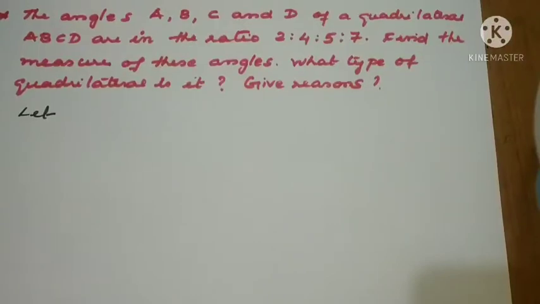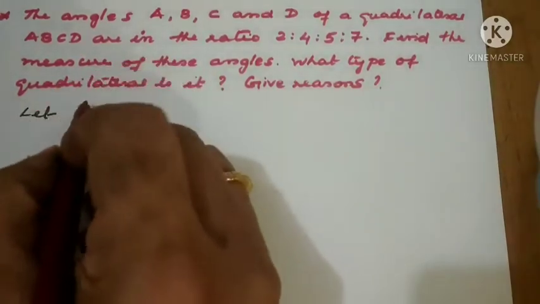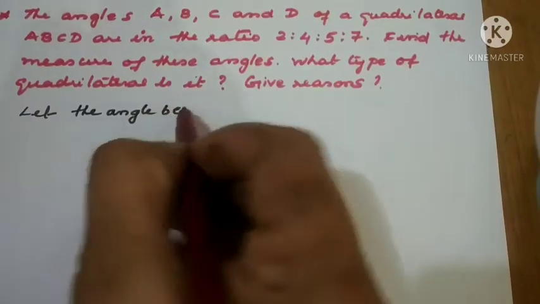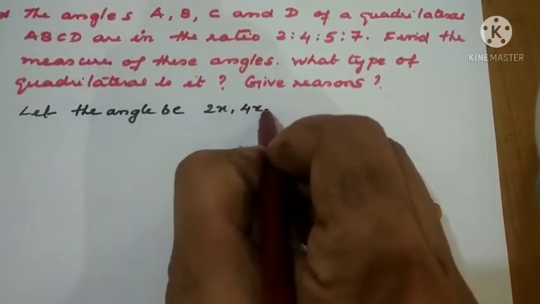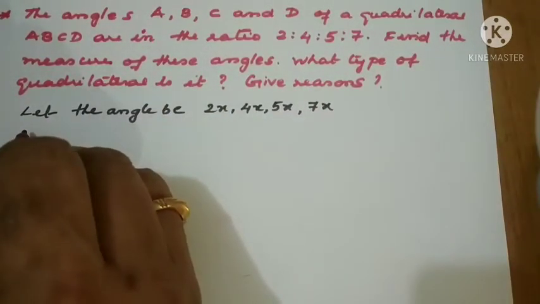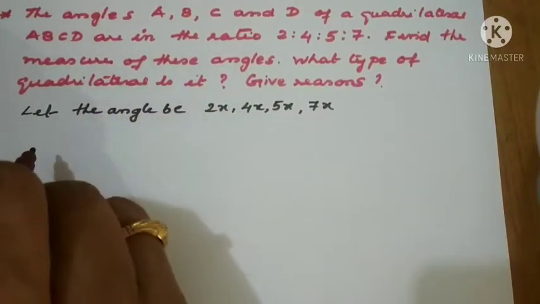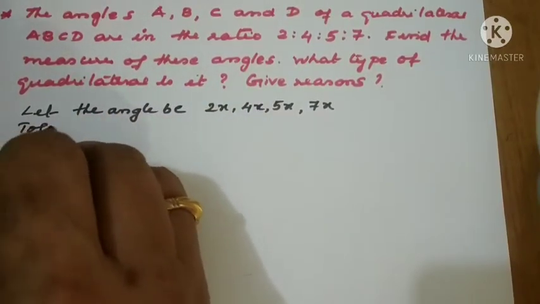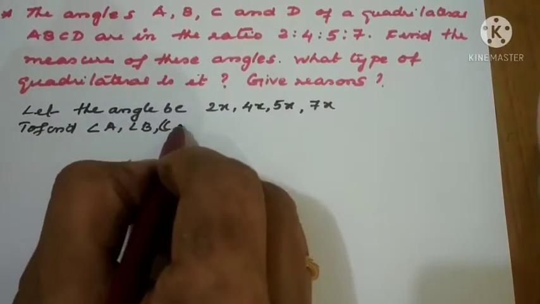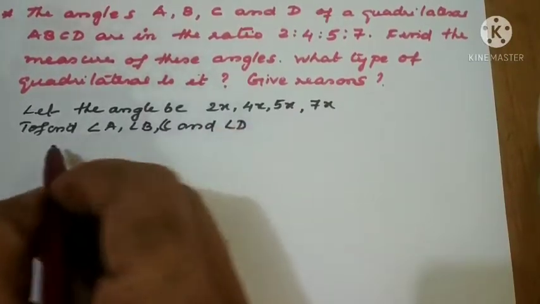Next question. The angles A, B, C, D of a quadrilateral ABCD are in the ratio 2:4:5:7. Find the measure of these angles, what type of quadrilateral it is, and give reasons. Let the angles be 2x, 4x, 5x, and 7x. According to the question, we have to find all the angles: angle A, angle B, angle C, and angle D.